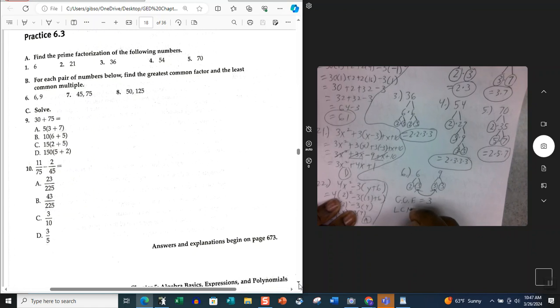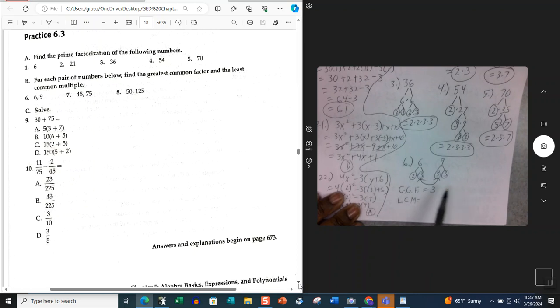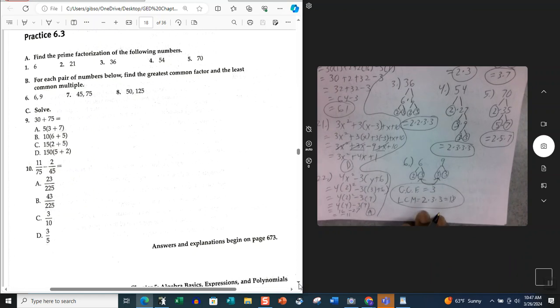Now the least common multiple. Now remember, when we do our prime factorization with the least common multiple, we take the most that they have in common. 2 is only in 6, so we'll bring down the 2. We have 1 3 here and 2 3s here, so we'll bring down the 2 3s. So when we multiply this out, the least common multiple is 18. So this is our answer. Greatest common factor is 3. Least common multiple is 18. All right, so that's number 6.